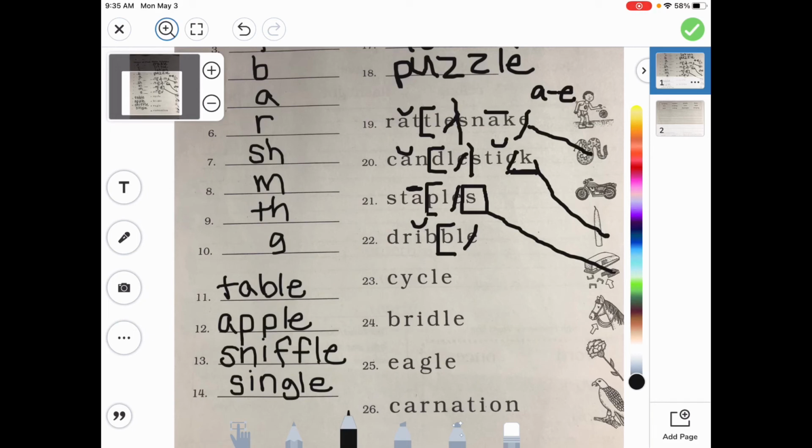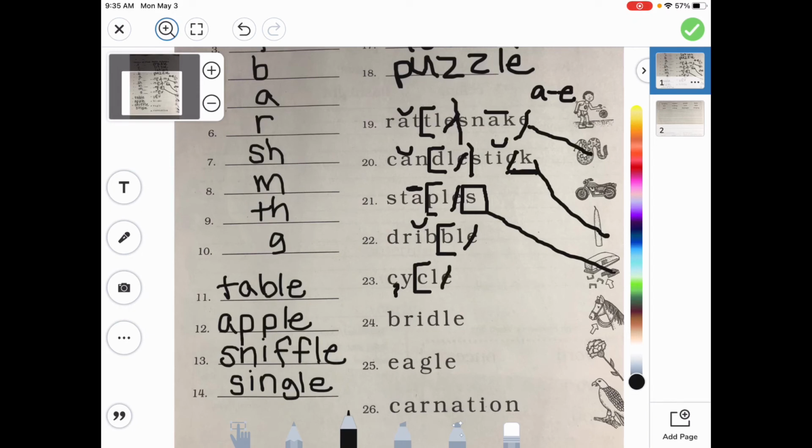Now look carefully. This is cycle. Cycle. It's an s sound for that C. So I'm going to put the little cedilla because it's in front of a Y. Okay? And then I have final syllable, C-L-E, cross off the E, so cycle.